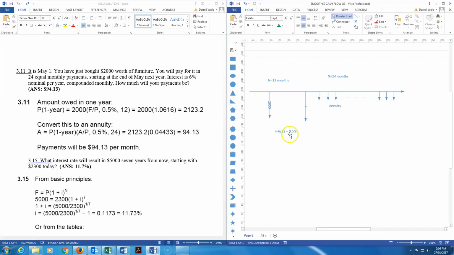Okay. Again, this was a problem that some students had some issues with, and I think it was more the compounding monthly part that seemed to tangle people up. So I hope this clears up some of your concerns.